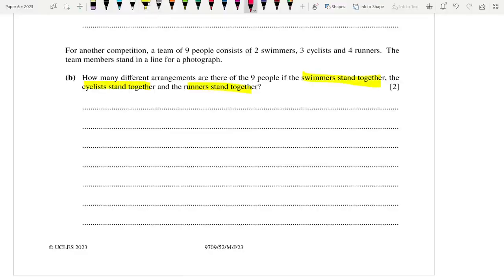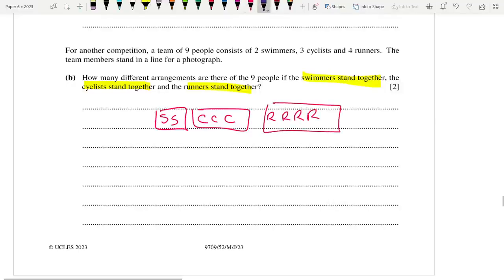Okay. So 2 swimmers together, 3 cyclists together, and 4 runners together. So how many units are there in total? 3 units in total. So for them, we have 3 factorial for 3 units. And for each of them, we have 2 swimmers, so 2 factorial, 3 cyclists, 3 factorial, and 4 runners, 4 factorial, since they can interchange between them. See if it makes sense.